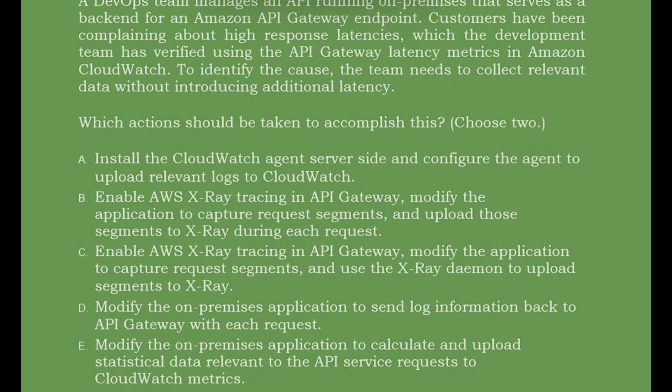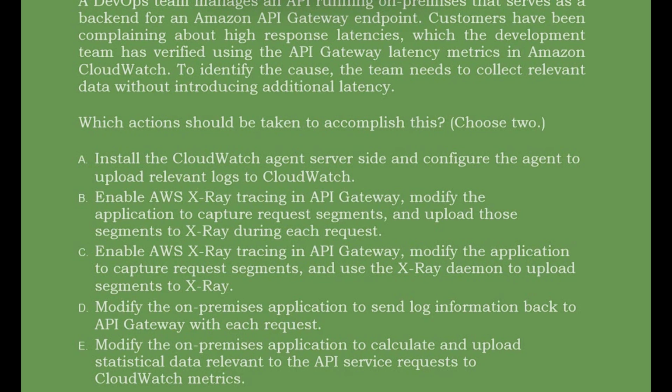Option A. Install the CloudWatch agent server side and configure the agent to upload relevant logs to CloudWatch. Option B. Enable AWS X-Ray tracing in API Gateway. Modify the application to capture request segments and upload those segments to X-Ray during each request.